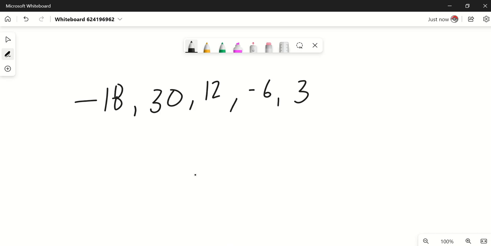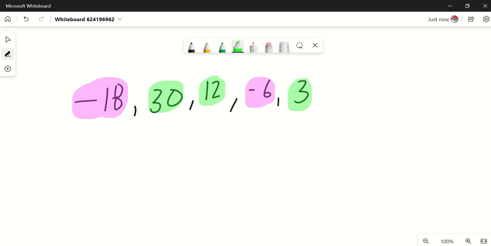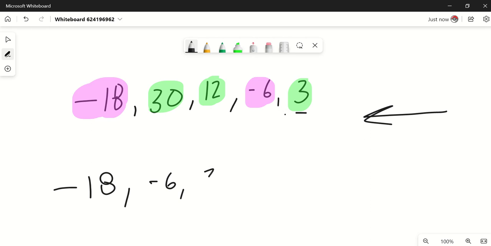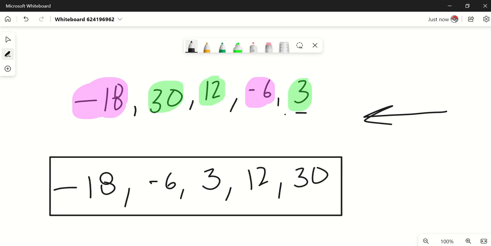So since we're going least to greatest, I'm looking at negatives first. -18 and -6. That will leave the rest of these as positives. From least to greatest, -18 is the smaller number because it's furthest away from 0 on a number line. It's further to the left. Then comes -6. Now with the positives, I'm going to look at which ones are closer to 0. 3 would be my next one, then 12, then 30. And this will be my answer from least to greatest.